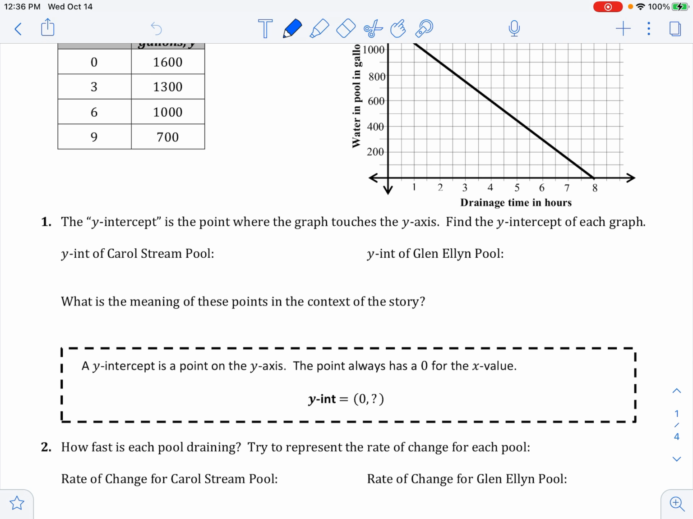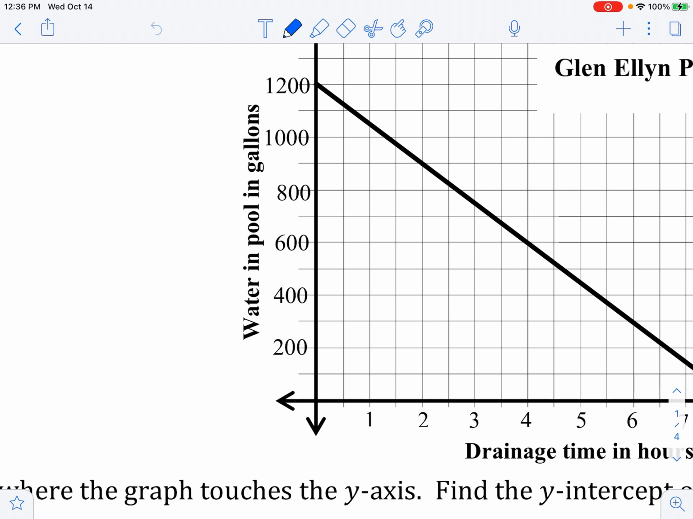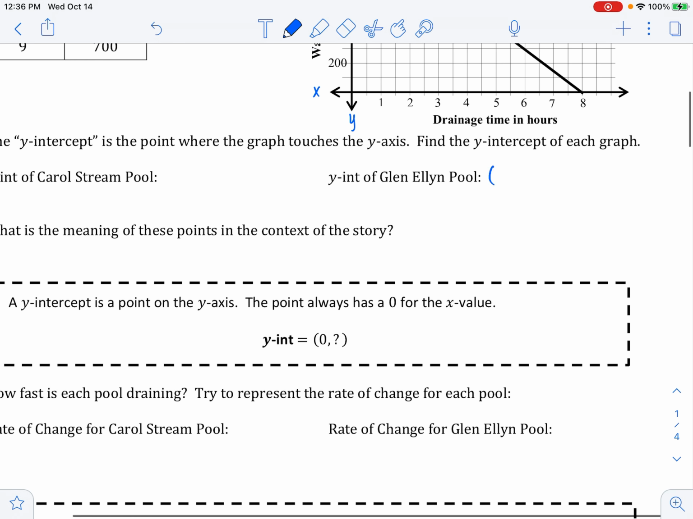The first part says the Y-intercept is the point where the graph touches the Y-axis. Find the Y-intercept of each graph. Let's start with the Glen Ellen pool because I think it's easier to explain that way. First, make sure you know this is the X-axis and this is the Y-axis. This point is always going to be 0, something. The Y-intercept is 0, 1200. So my Y-intercept for the Glen Ellen pool is 0, 1200.